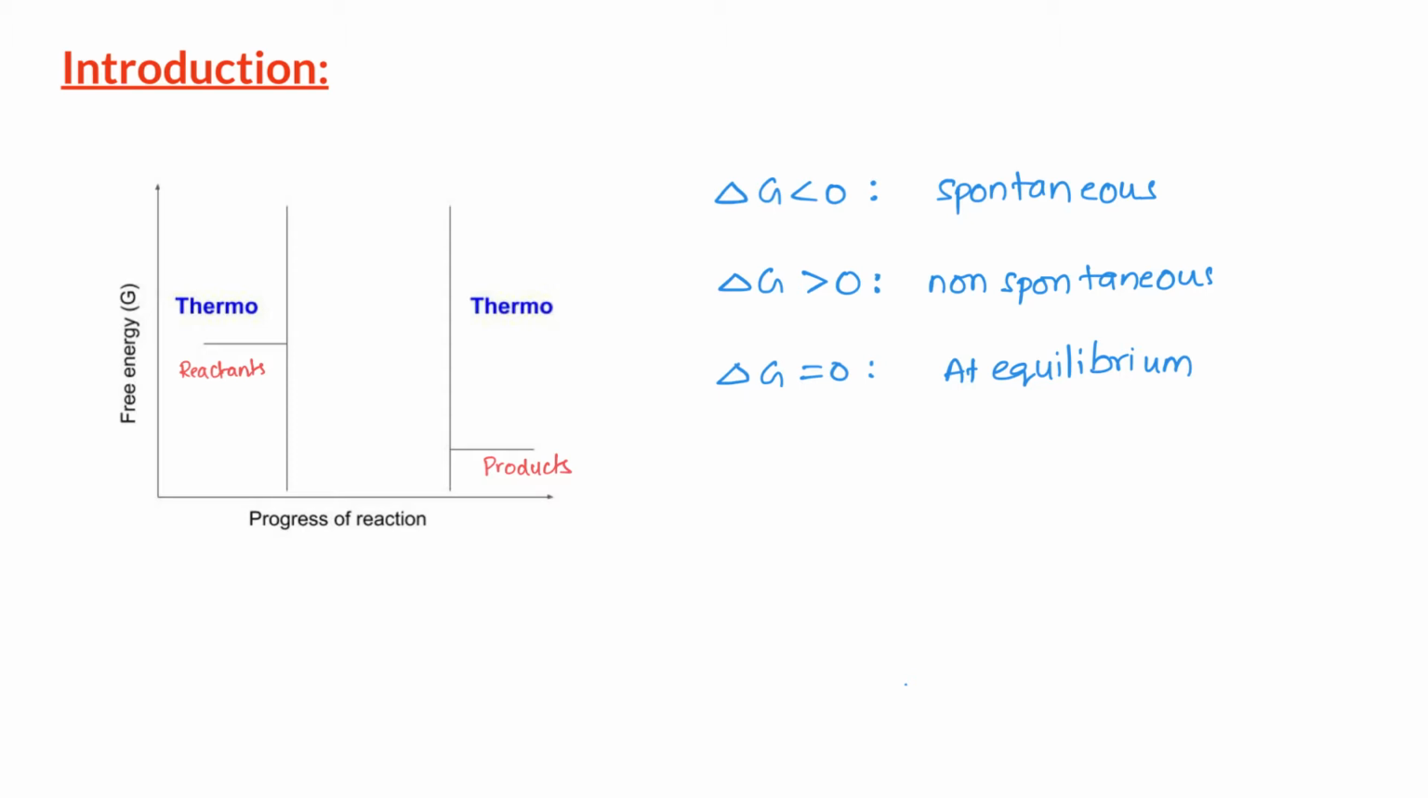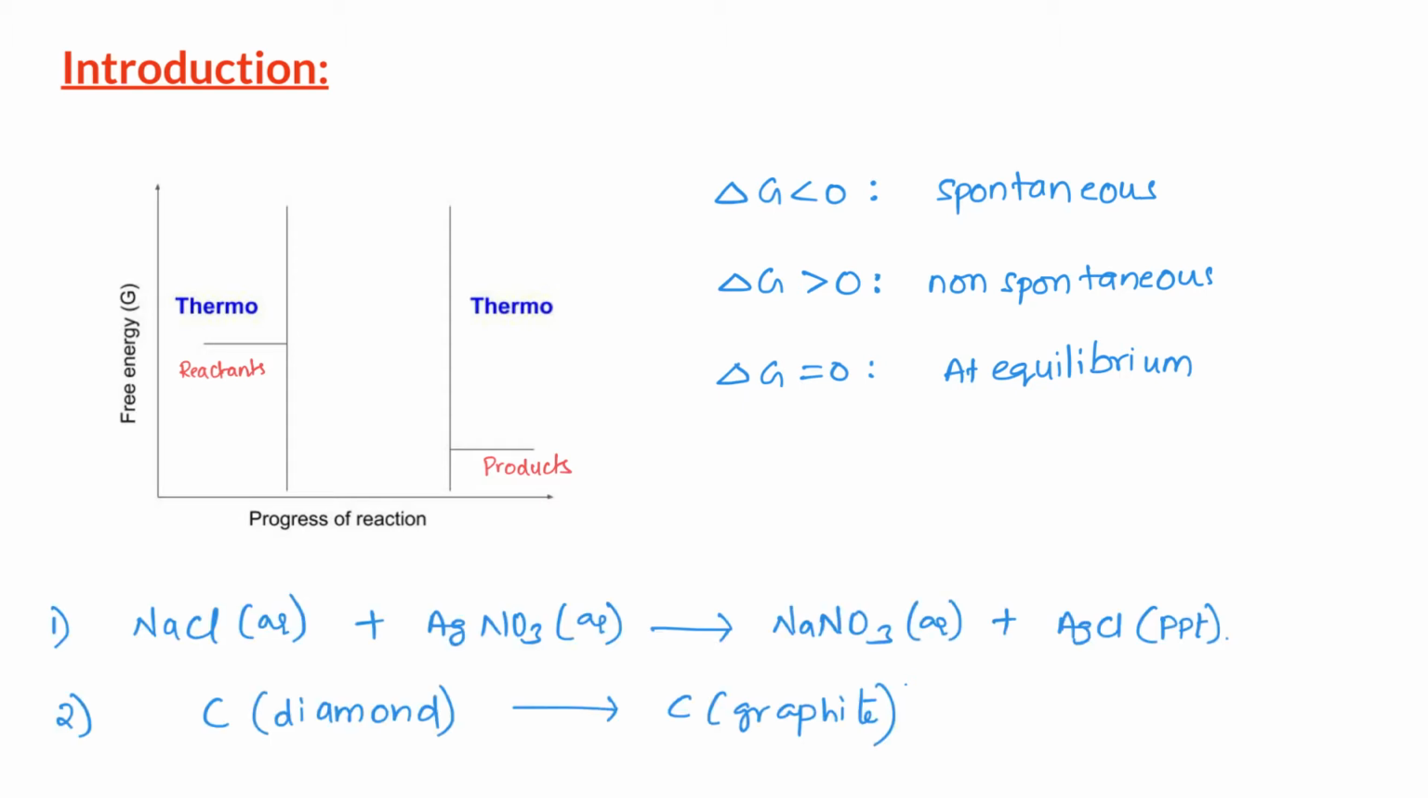We also learned that the term spontaneous doesn't mean that the reaction proceeds at a very fast rate. In fact, the term spontaneity has nothing to do with the speed of the reaction. For example, let us consider the following reaction. Aqueous sodium chloride reacts with aqueous silver nitrate to form aqueous sodium nitrate and AgCl precipitate. This is an example of a precipitation reaction.